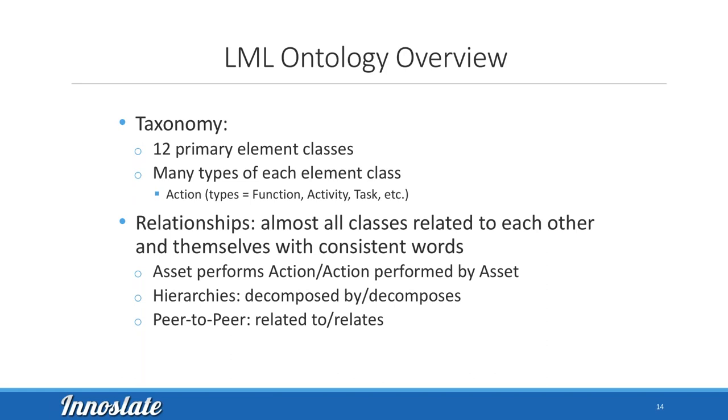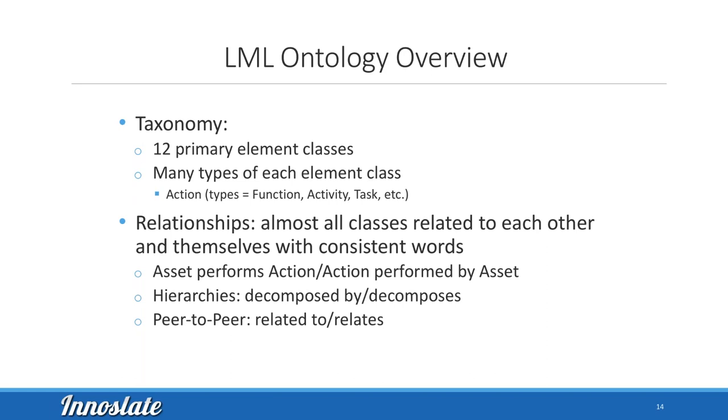So, for example, an action can be a function, it can be an activity, it can be a task. We didn't think those should be separate bins because they don't really fundamentally have different attributes and relationships. They're fundamentally the same kind of thing, and the beauty of doing that is now I can use exactly the same approaches I use for systems engineering, where I treat them as functions, as when I'm doing my business process modeling where I treat them as activities or tasks. So again, I have that flexibility.